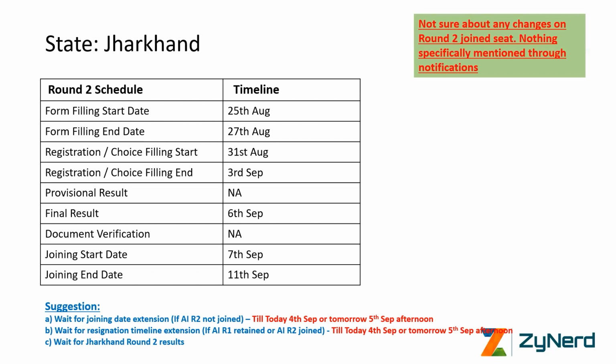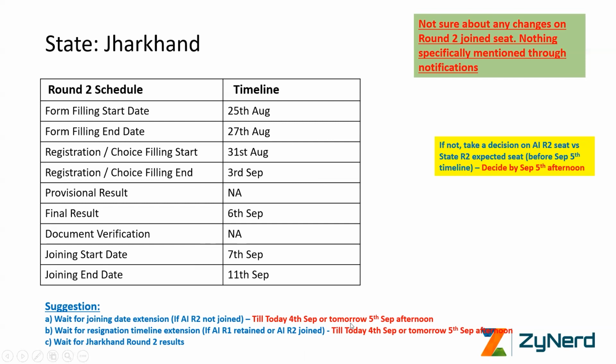That assumption you will have to make, because Jharkhand has not published or notified anything. Most likely there will not be, but you have to take a guess, because without an actual notification, we will not be able to suggest anything on that. Wait for Jharkhand round 2 results if nothing happens, and then take a decision. This is a very tricky decision. If no notification is there, you don't know what will happen. Given the case where you don't even know whether round 2 will be removed, you might have to take a decision like every last year: the All India round 2 seat you hold versus the state round 2 expected seat.